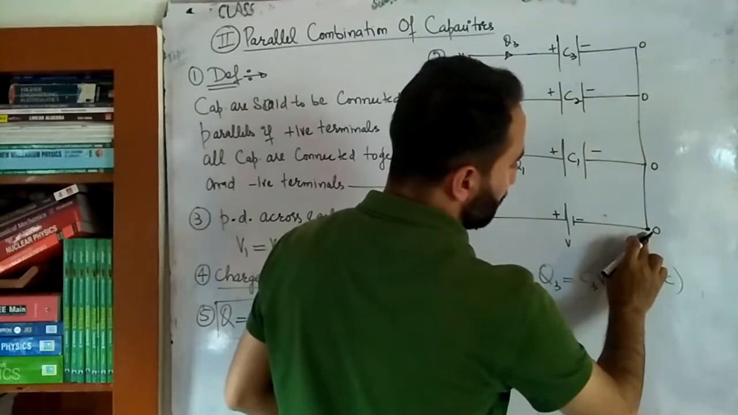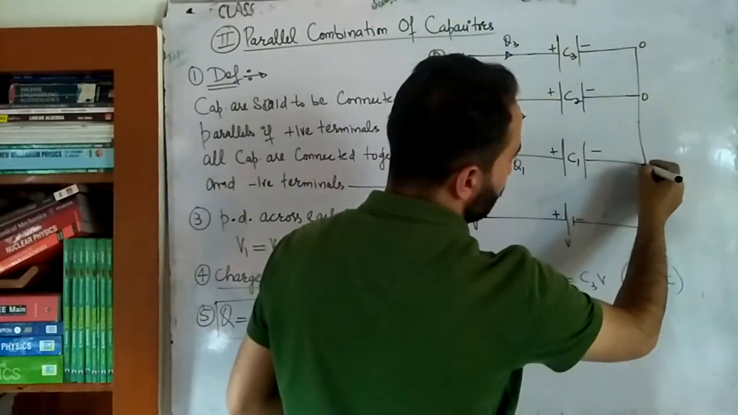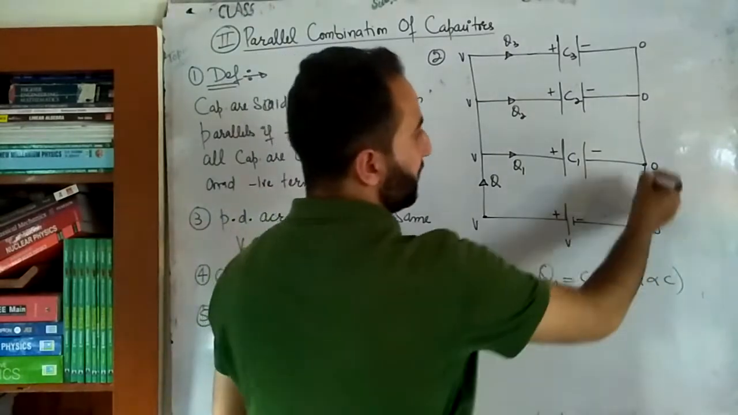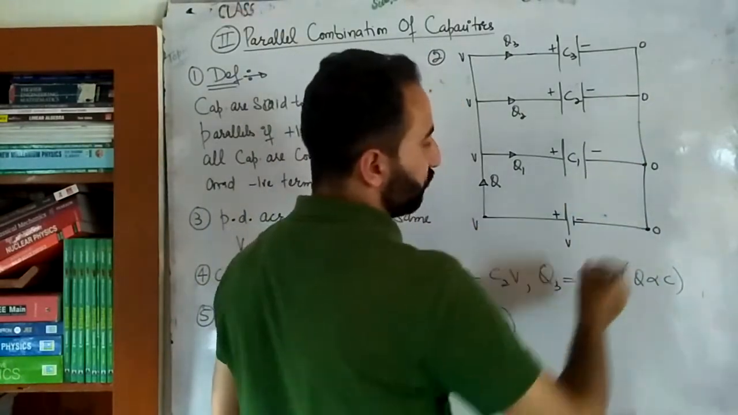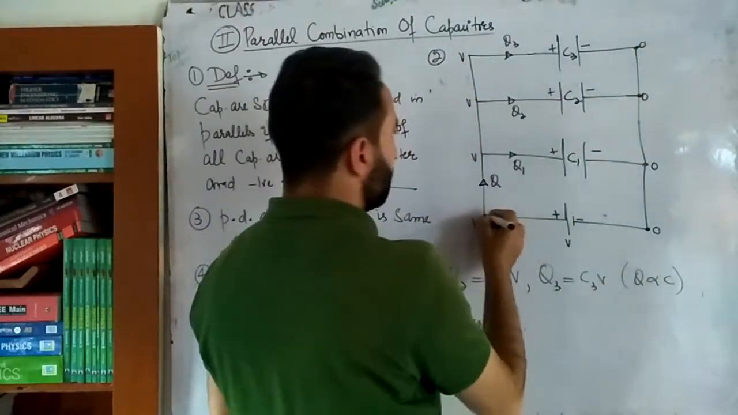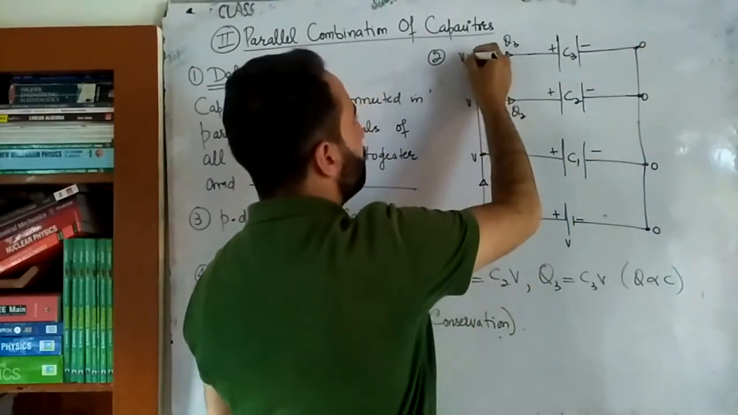Okay, now if the potential at this point is 0, then the potential at this point is also 0, because there is no resistance in between. There is a connecting wire, and we assume that it is resistance-less, so the potential at this point is also 0. At this point it is 0, at this point it is 0. यहाँ V, तो यहाँ भी V, तो यहाँ भी V, तो यहाँ भी V.